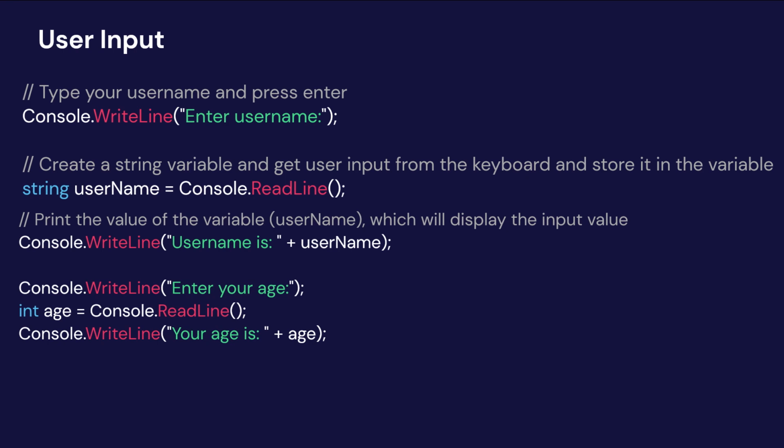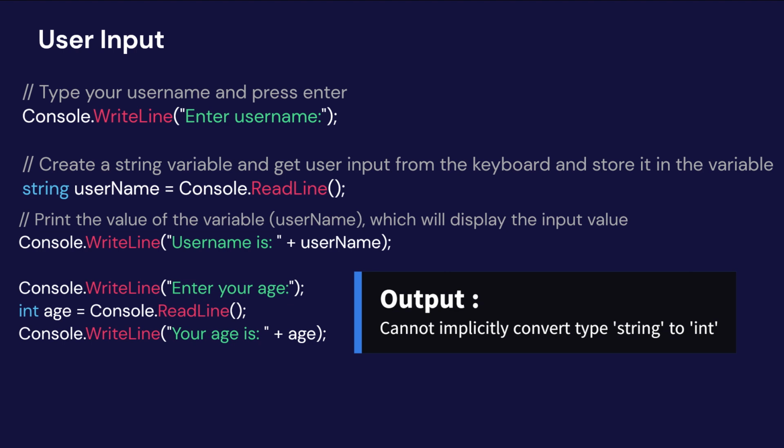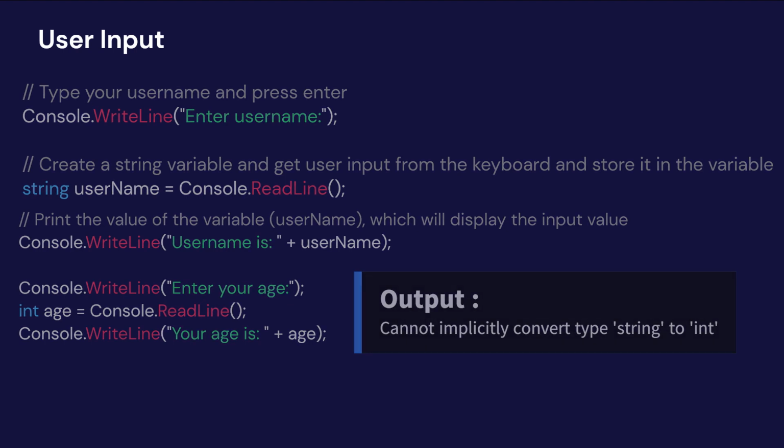Therefore, you cannot get information from another data type, such as int. The following program will cause an error. The error message will be something like this. Like the error message says, you cannot implicitly convert type string to int.